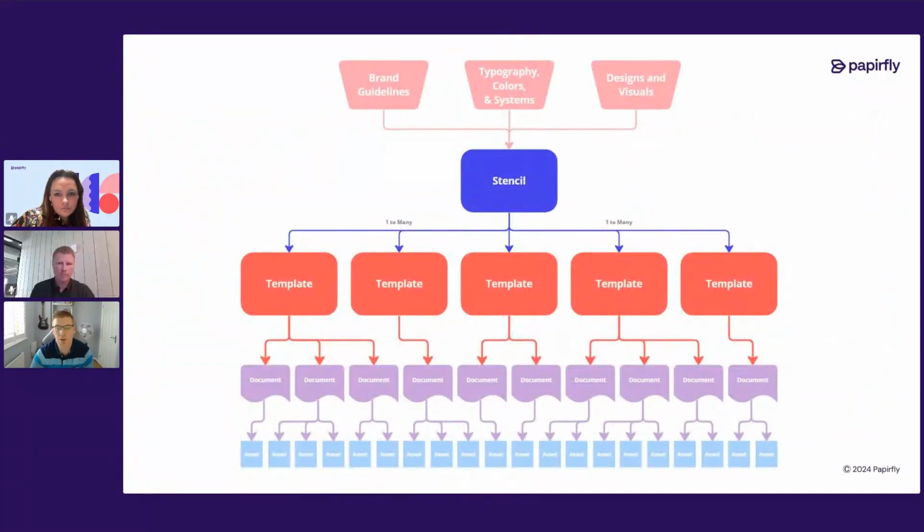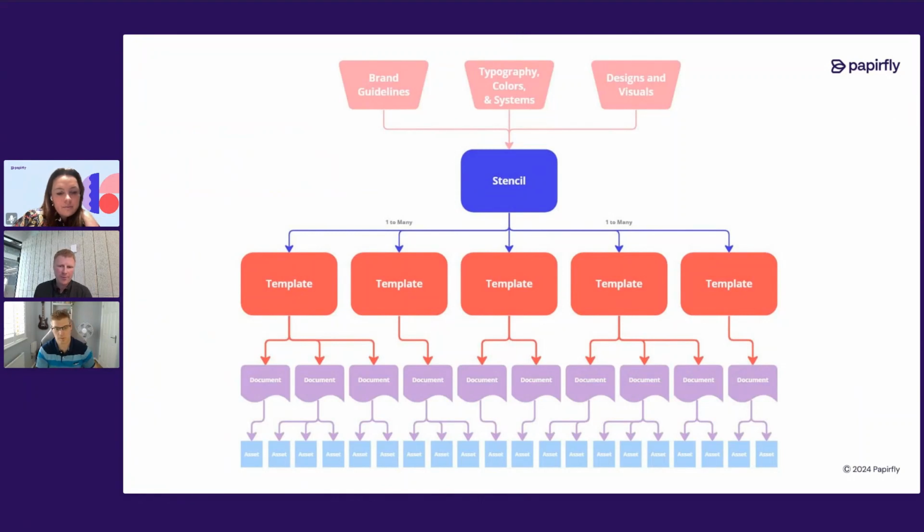So with Produce, the Smart Templates, we're going to take your brand guidelines, your typography, your color, your design systems, even your design layouts, and we create the stencil application just for you. That's capable of creating dozens of templates, and from there, you could create hundreds of documents and potentially thousands of assets. And this is all empowering your marketing potential at an amazing scale.